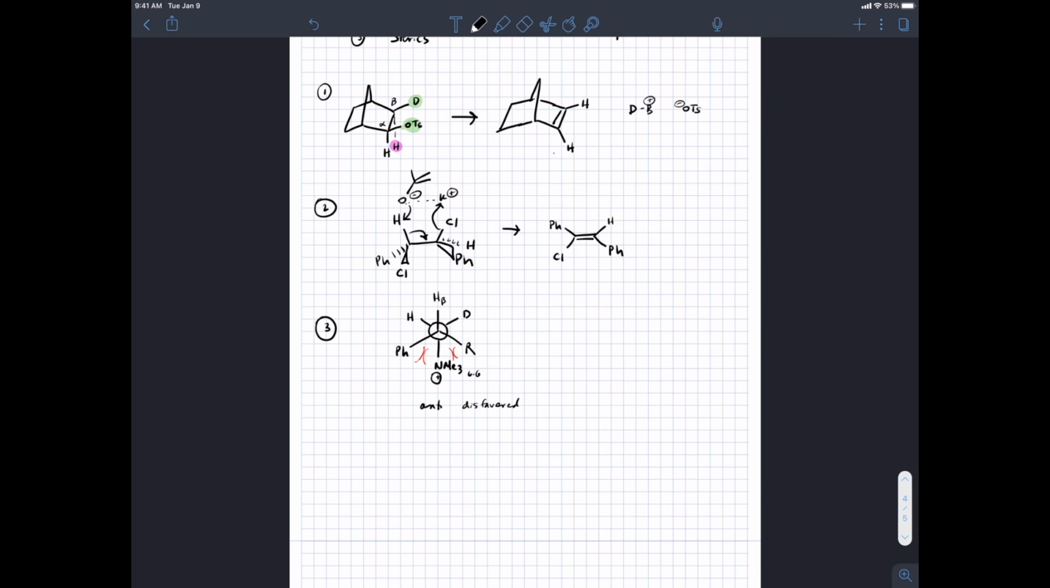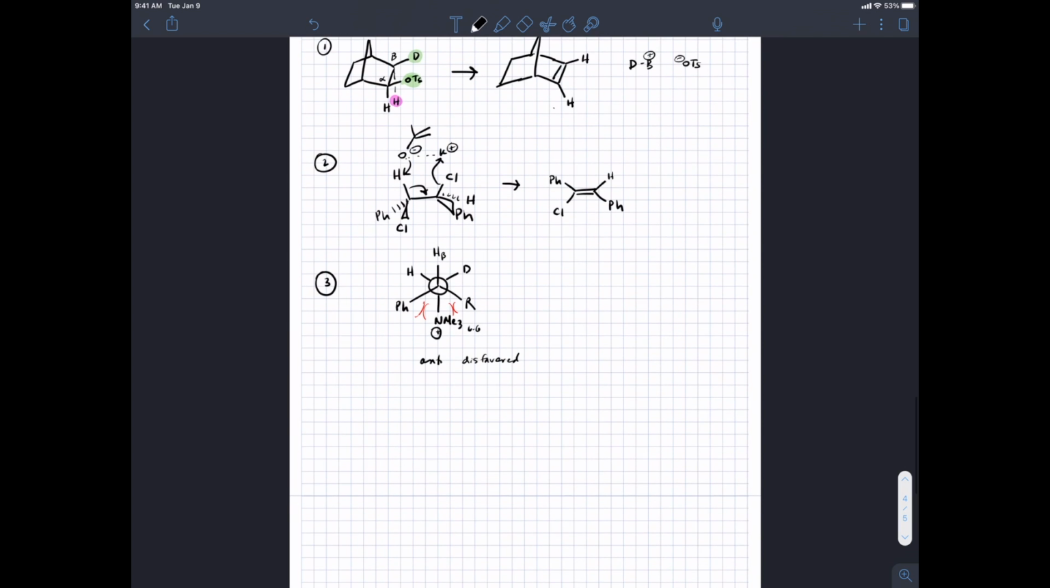Because it would have been impossible to distinguish the syn and anti products otherwise. So if we draw the elimination product from anti-elimination, you've got proton on the same side as phenyl group and deuterium on the same side as the R group. If it was syn elimination, which is favored, the alkene that you would get would be the other stereoisomer. So you just need the deuterium in order to be able to discern between those two stereoisomers.